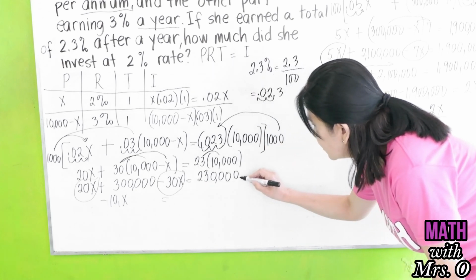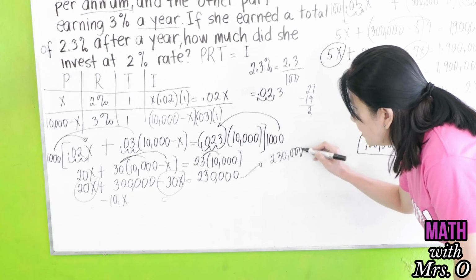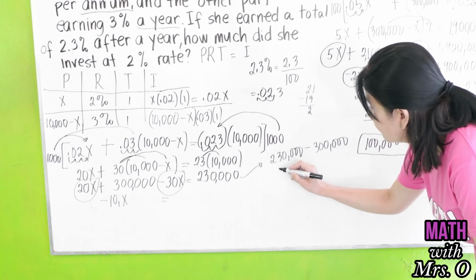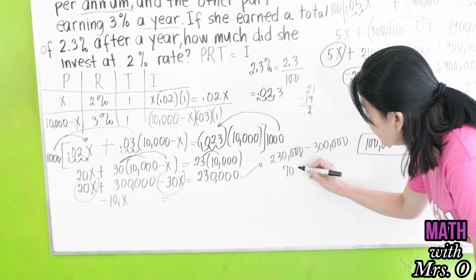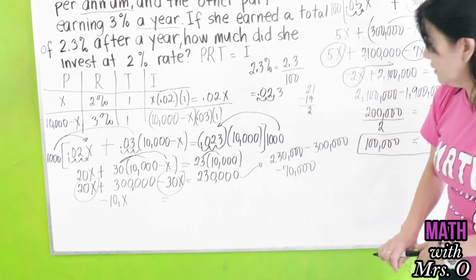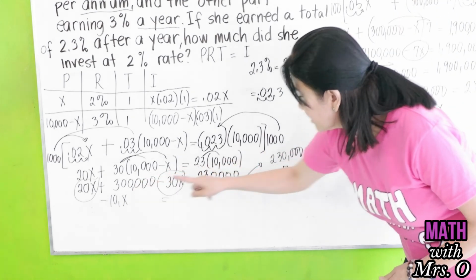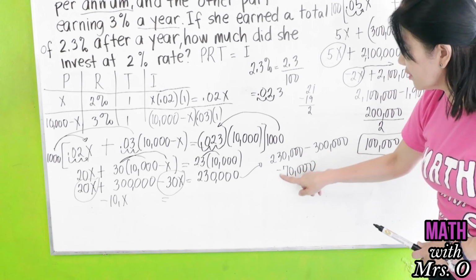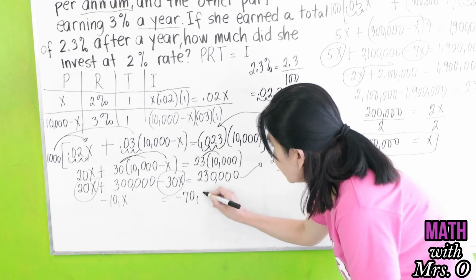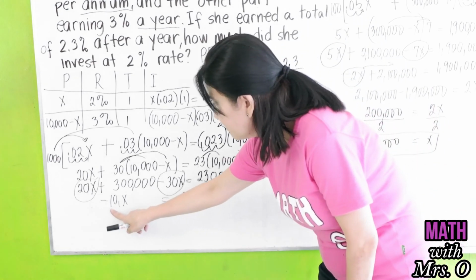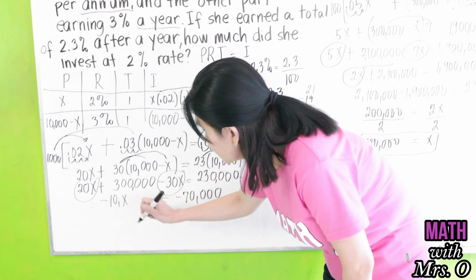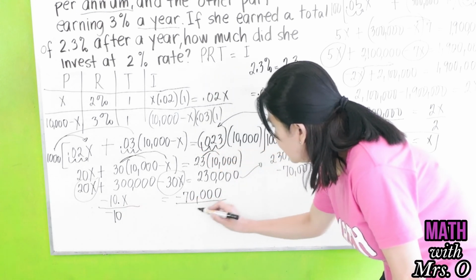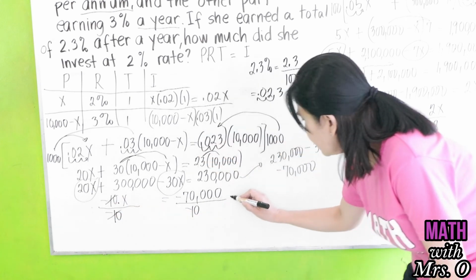So that is going to be 230,000 minus 300,000. Subtract 300 minus 230, which is 70,000. Copy the sign of the bigger number. Repeat, 230,000 minus 300,000: subtract 300,000 minus 230,000 is 70,000. Then copy the sign of the bigger number, negative 70,000, equals negative 10 times x. Isolate x by dividing both sides by negative 10. Cancel that. There we have it.